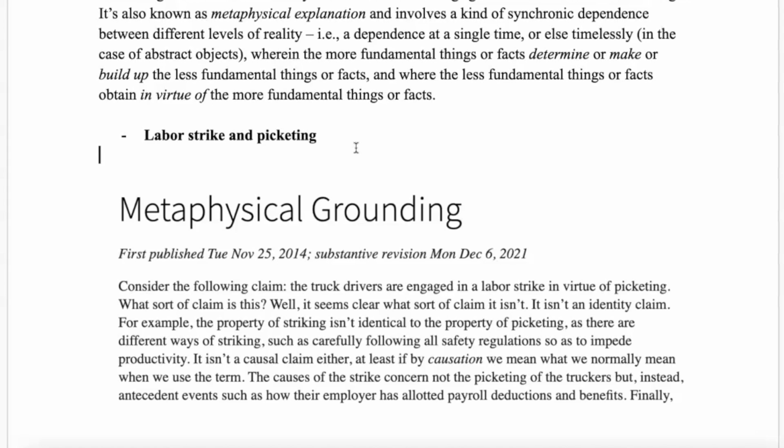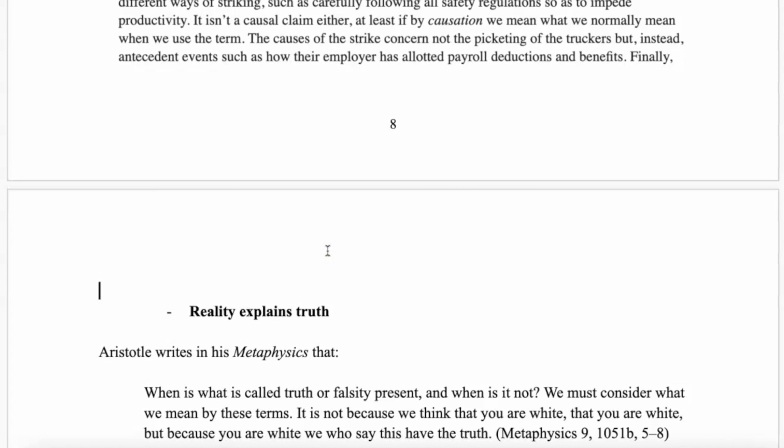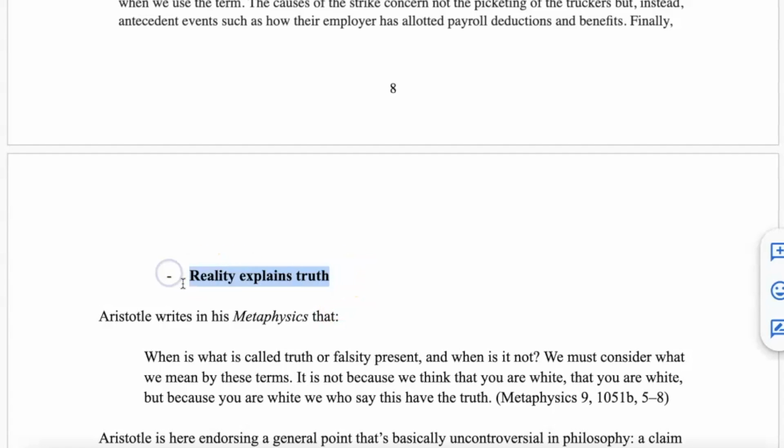So we have one thing obtaining in virtue of some more fundamental thing, but the more fundamental thing isn't causally producing the less fundamental thing. And this is a general trend in cases of grounding. Here's another example: reality explains truth.